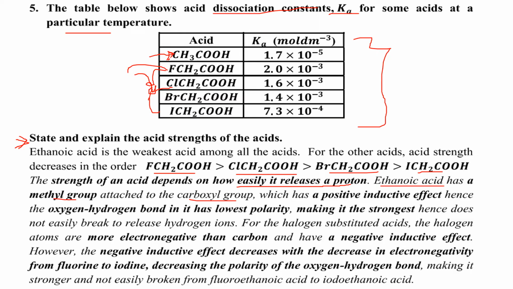Now by having a positive inductive effect, the oxygen to hydrogen bond in them is going to have the lowest polarity, and hence is going to be stronger. Hence it does not easily break in aqueous solutions to release hydrogen ions, making it the weakest acid.